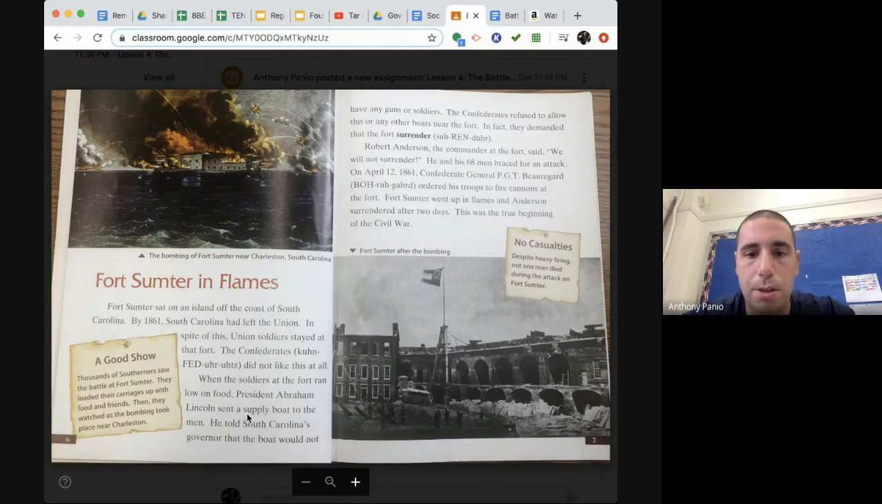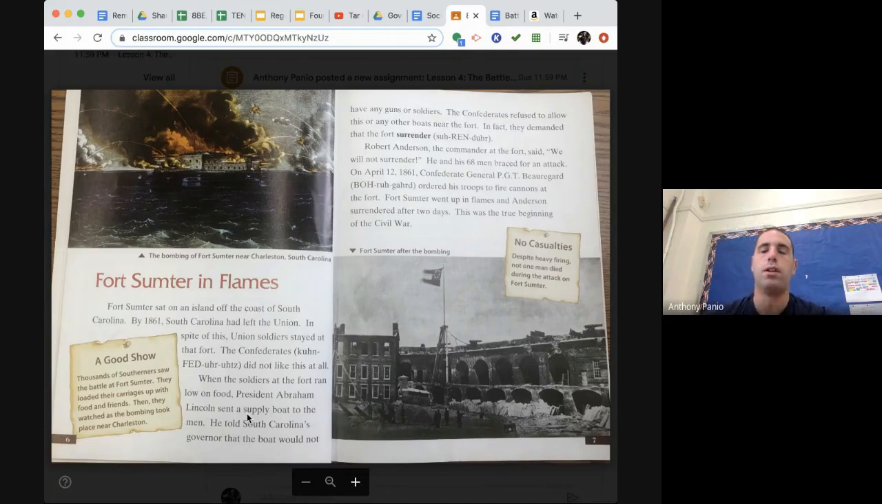When the soldiers at the fort ran low on food, President Abraham Lincoln sent a supply boat to his men. He told South Carolina's governor that the boat would not have any guns or soldiers. However, the Confederates refused to allow this or any boats near the fort. In fact, they demanded that the fort surrender.